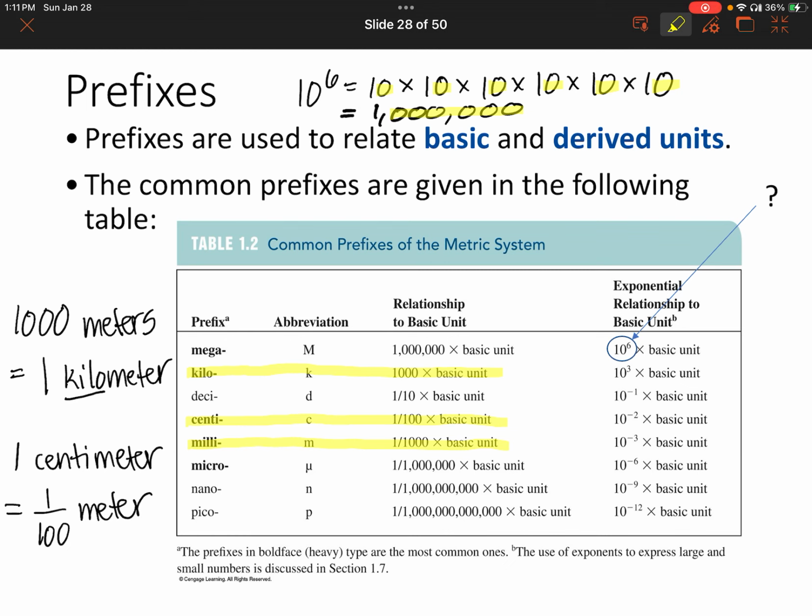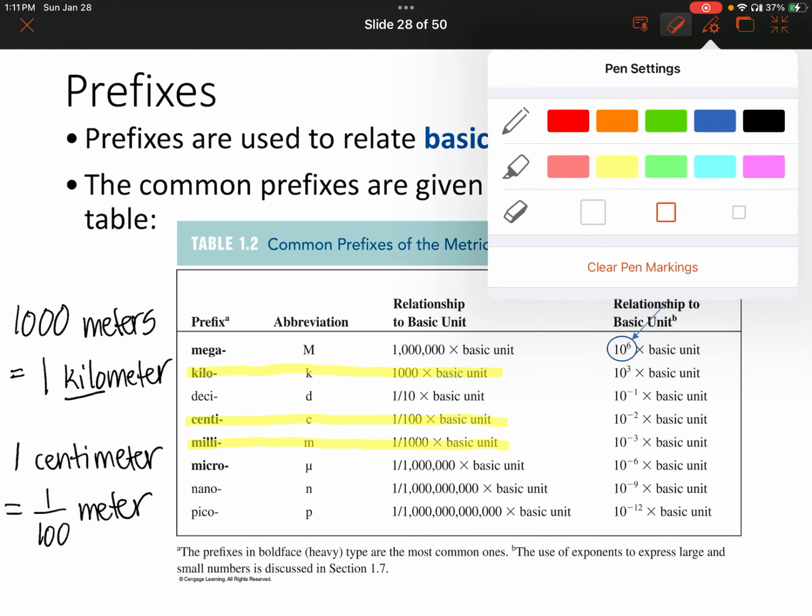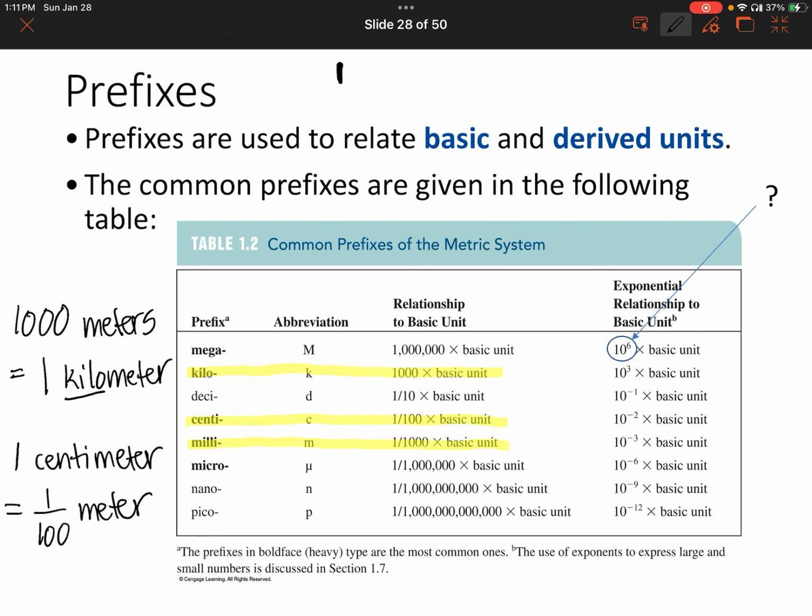If we look at kilo, which is worth 1,000, we could rewrite 1,000 as 10 to the 3rd because we have 3 zeros. Now, when we get to the smaller units or the smaller prefixes, instead of positive exponents, we now have negative exponents. So, for example, if we look at 1/100th, another way that we could write this is 1 over 10 to the second, because we have two zeros in 100, right?